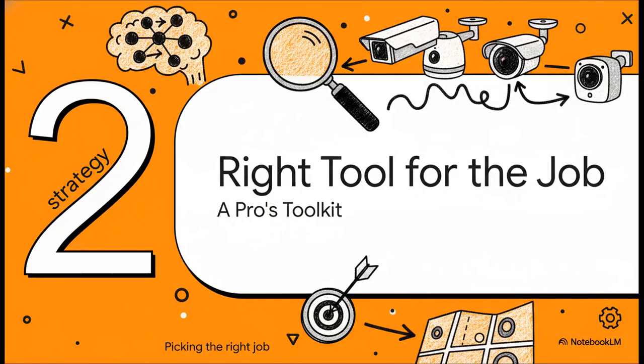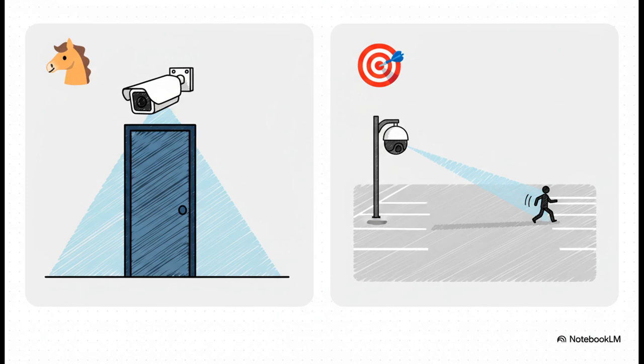So, if the most powerful camera isn't the silver bullet, then what is? Well, the pro approach isn't about raw power at all. It's about strategy. It's about picking the right tool for the right job. And that usually starts with 3 main types of cameras in your toolkit. And this is where you really see the trade-offs.